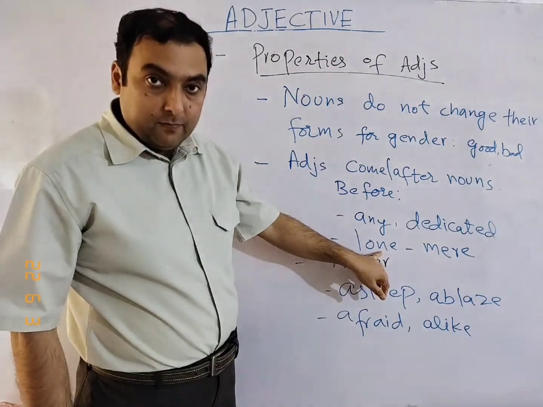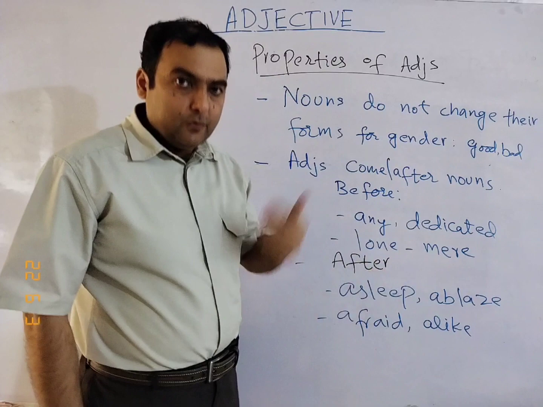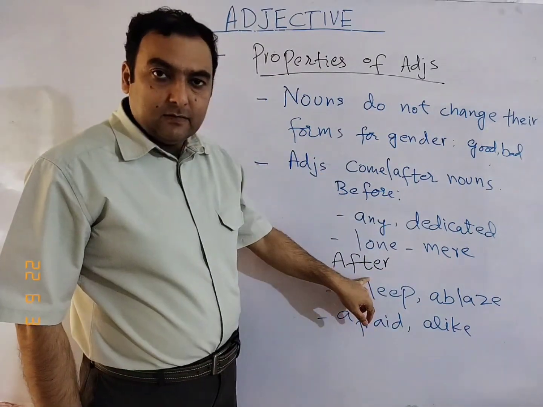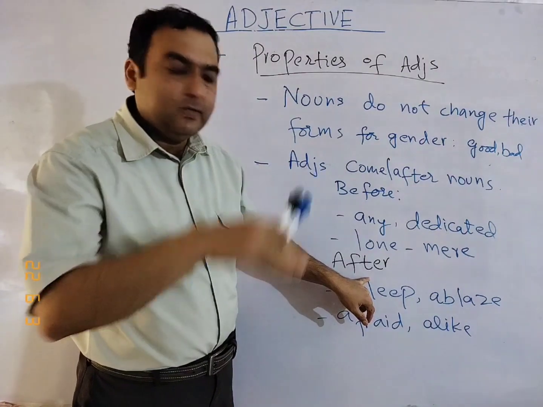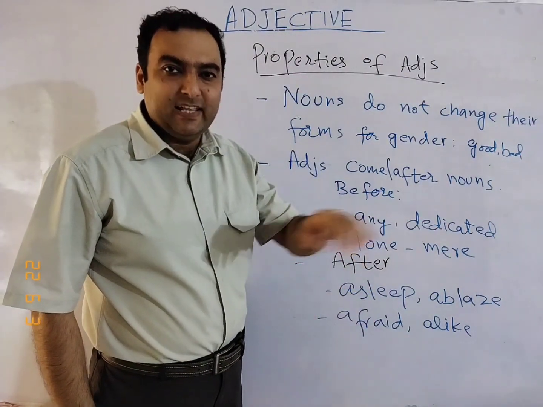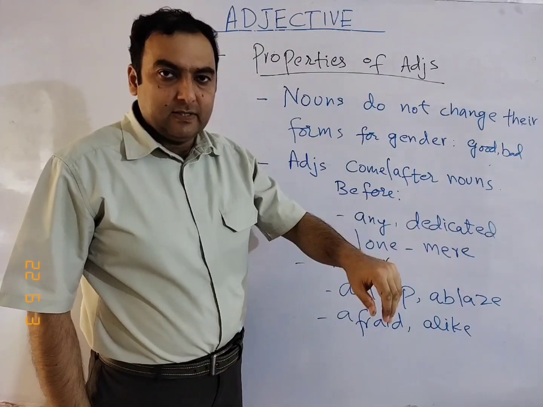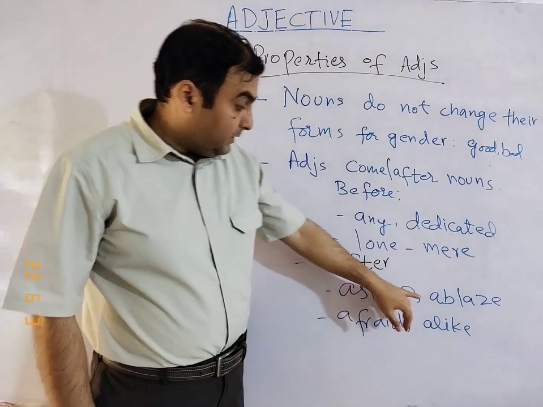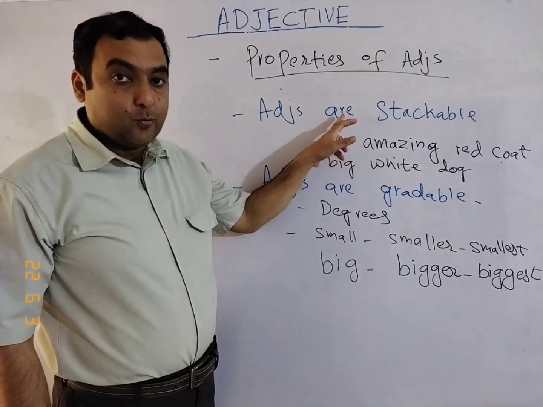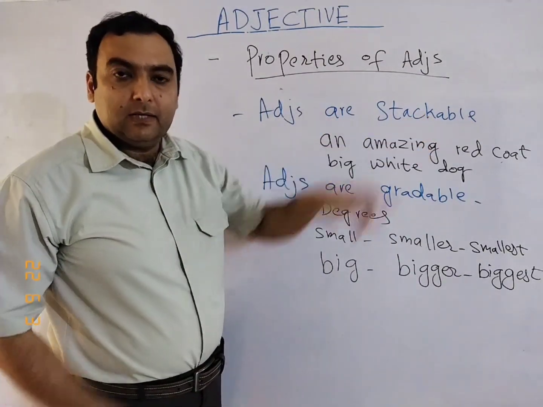Lone, only before a noun. Mayor, only before a noun. If you use them after nouns, it's wrong. Some adjectives are used only after nouns. For example, asleep. An example is the child is asleep, right? My father is asleep, right? Ablaze.